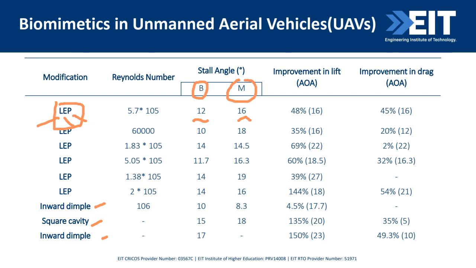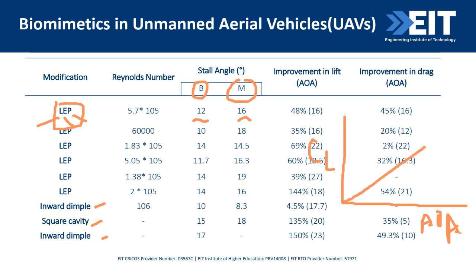So if you put the angle of attack here, and the coefficient of lift here, the target of an aerofoil is to develop lift. If you increase the angle of attack, the coefficient of lift increases, but after a certain point it suddenly decreases. The point where the coefficient of lift starts to decrease is known as the stall angle. So with the leading edge protuberances, compared to the baseline aerofoil, the modified aerofoil is increasing the stall angle.